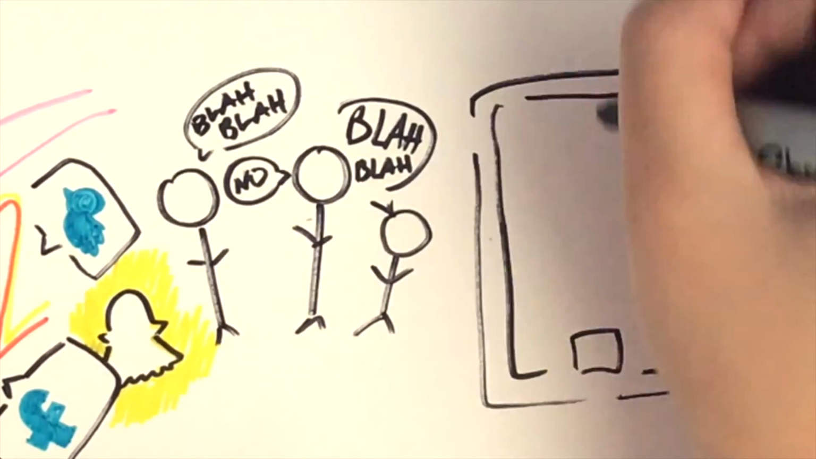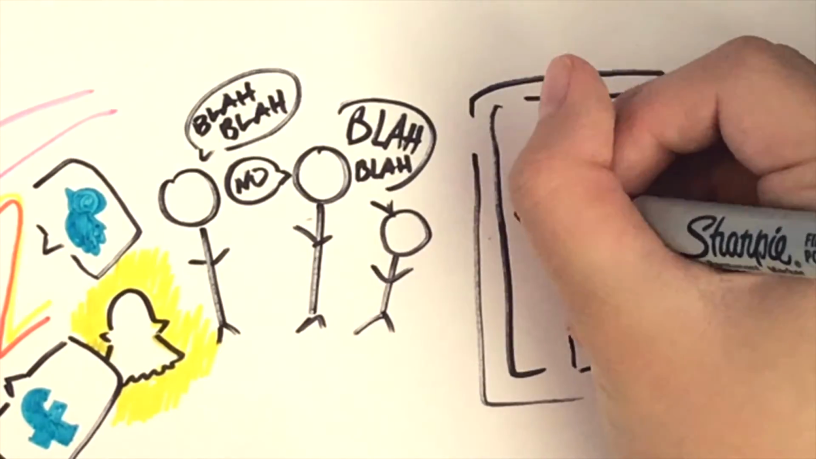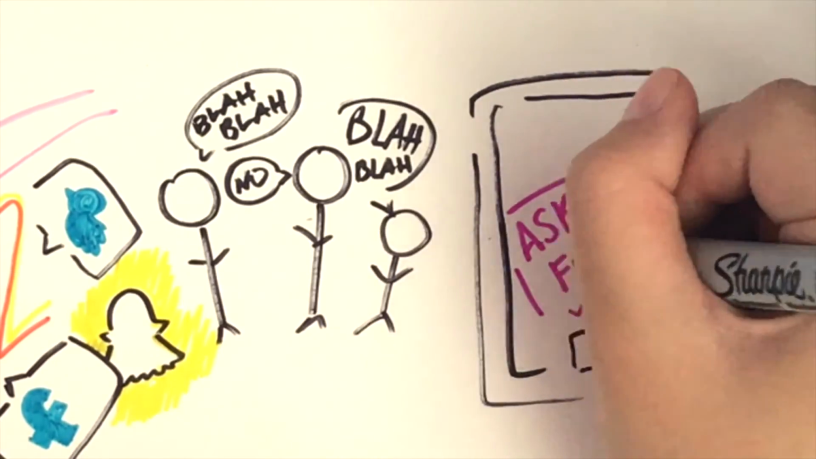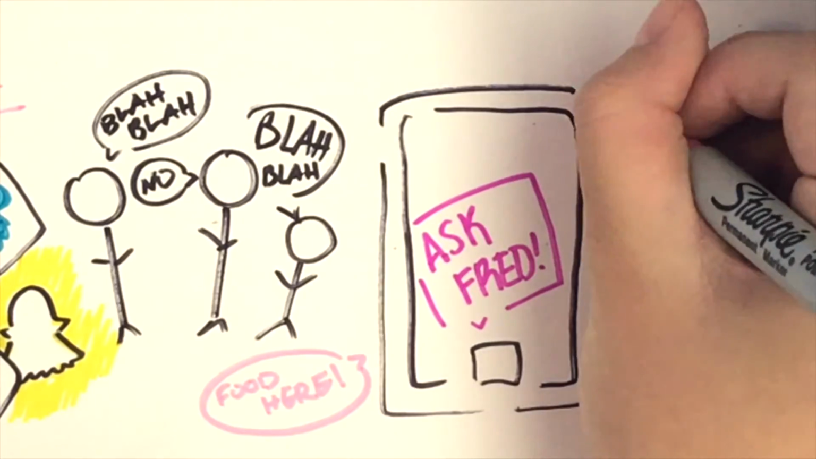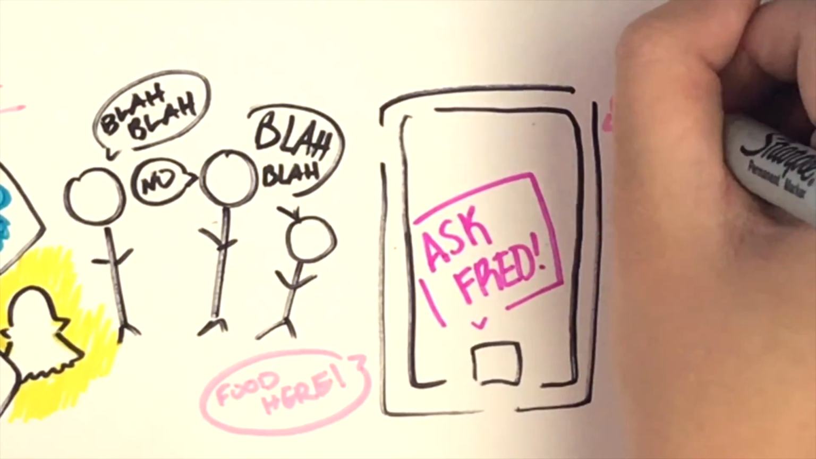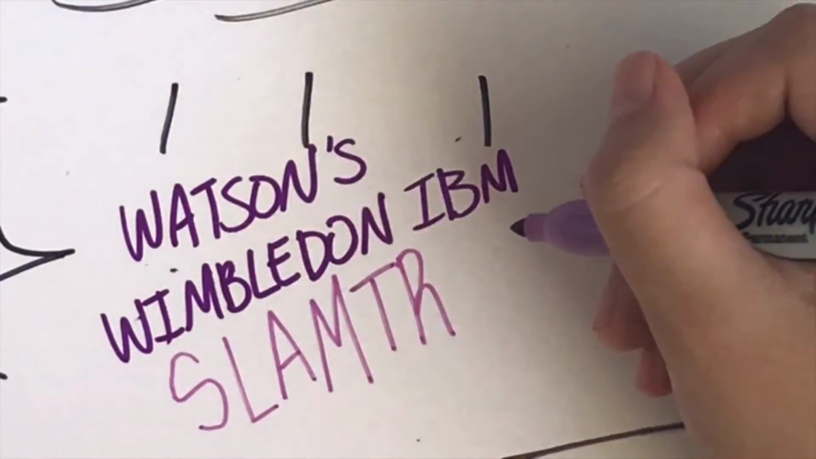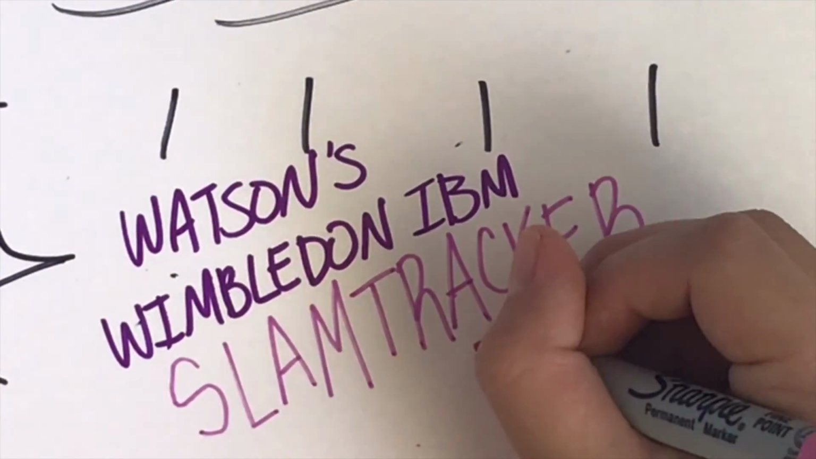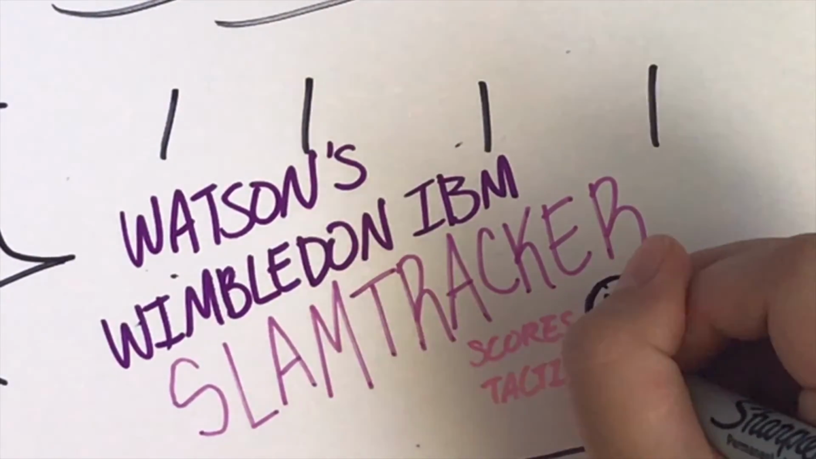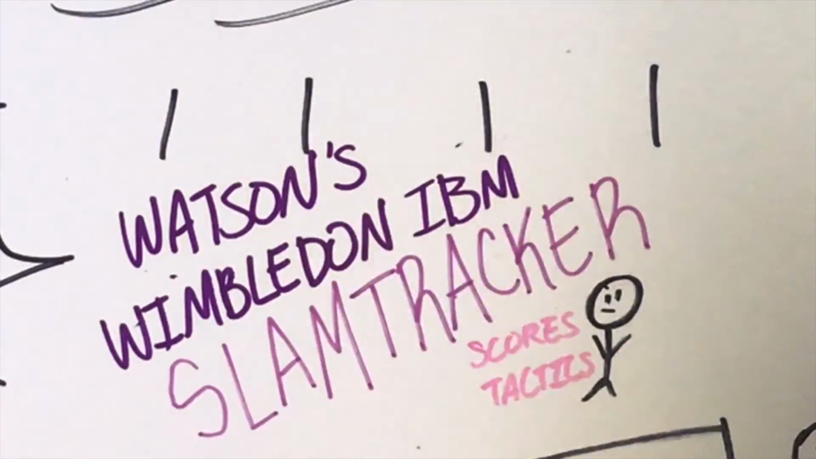IBM Watson also created Ask Fred, which is a voice-activated online assistant that answers questions about dining nearby, transportation nearby, and locations of areas in the venue. Wimbledon IBM Slam Tracker produces real-time statistics and information, so people in the crowd can see certain players' scores and tactics before a match.